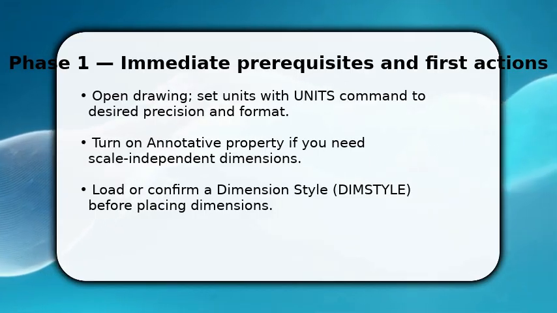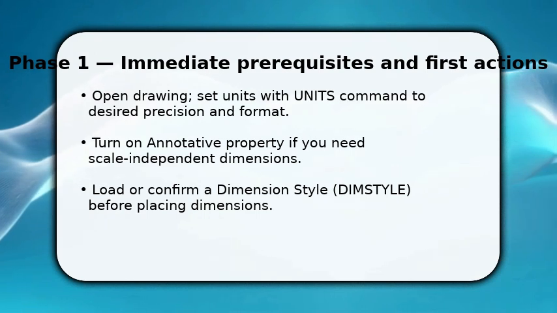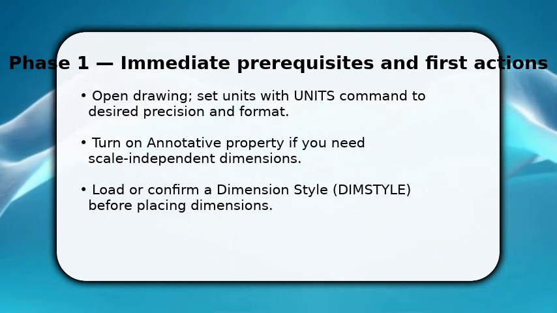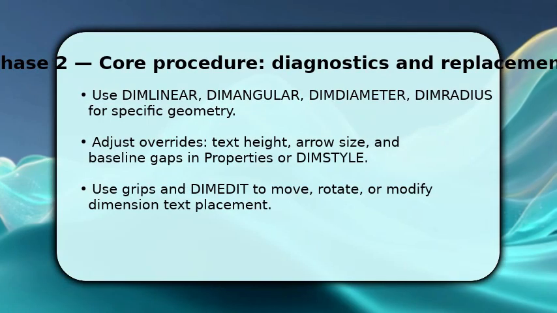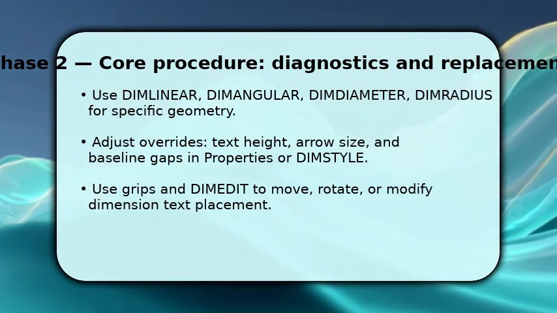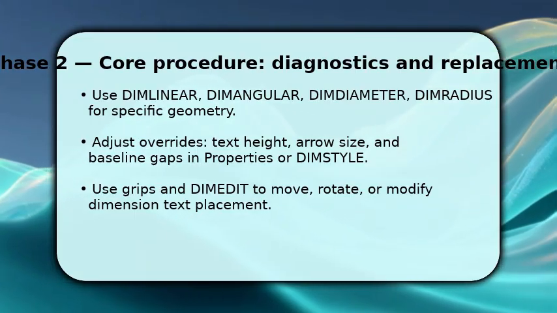Once you have those essentials in place, switch to the DIM command palette and pick a dimension type, because choosing the right tool first saves time and prevents rework. Now place dimensions with the appropriate tool: dim linear for orthogonal, dim angular for angles, and dim diameter or dim radius for circles. After placing, edit style overrides when needed.